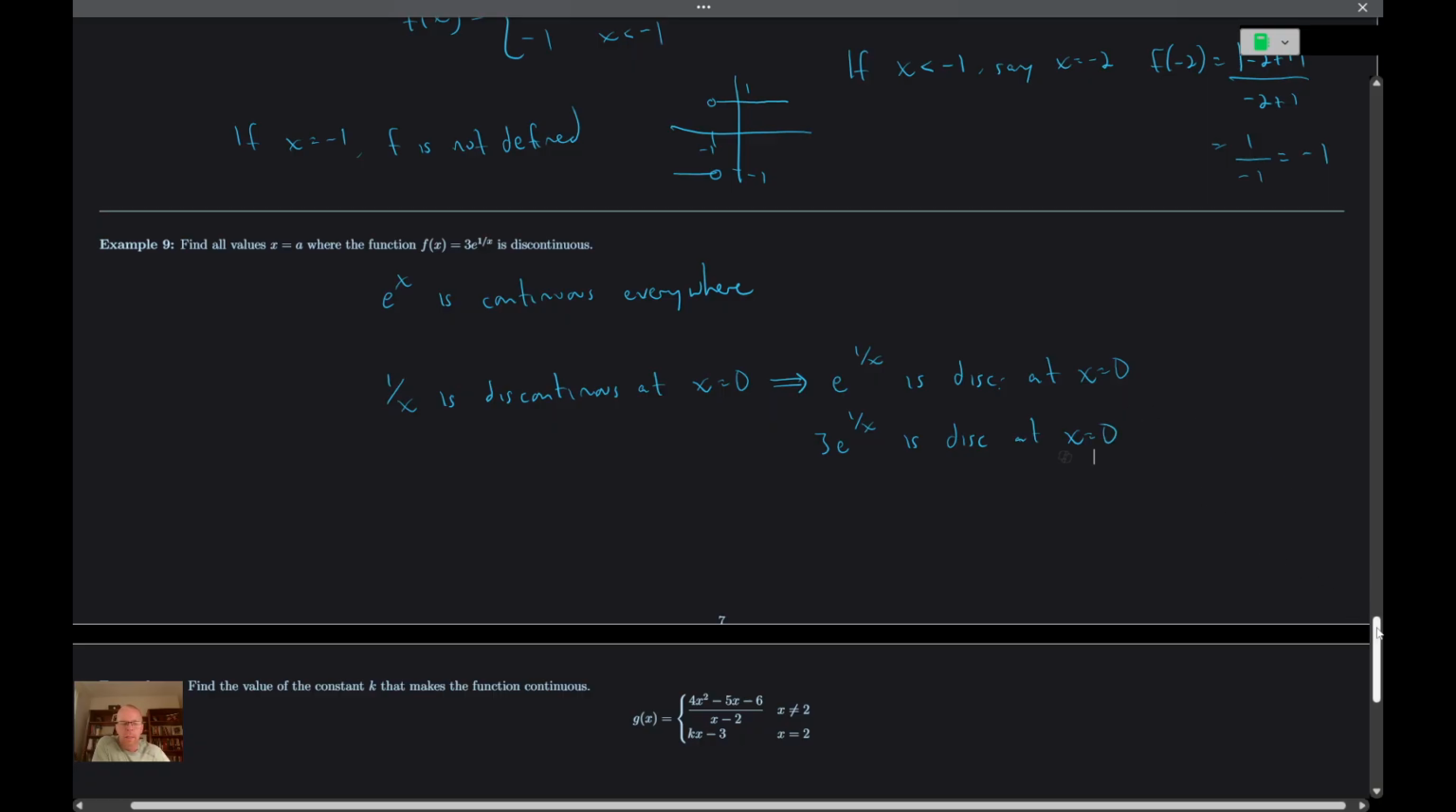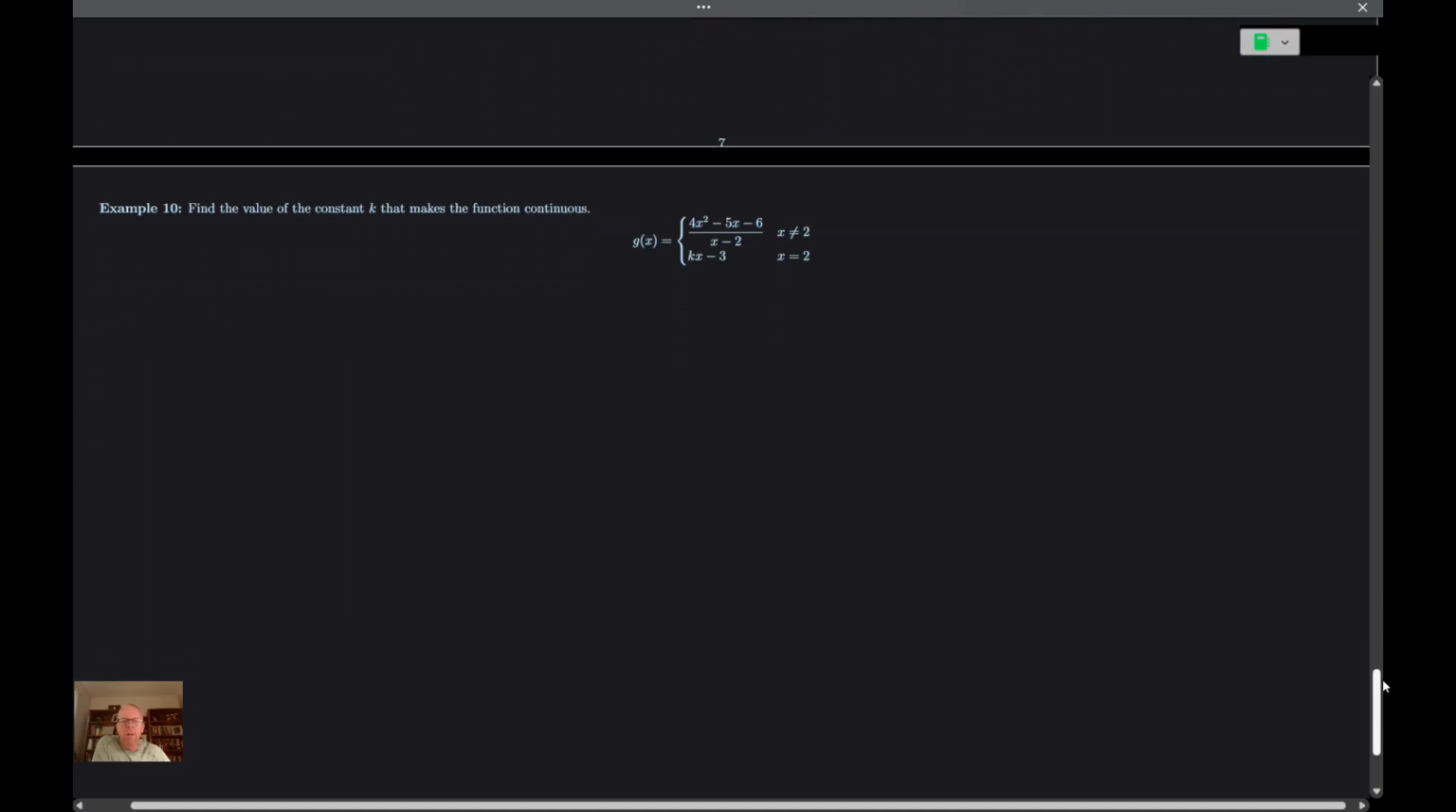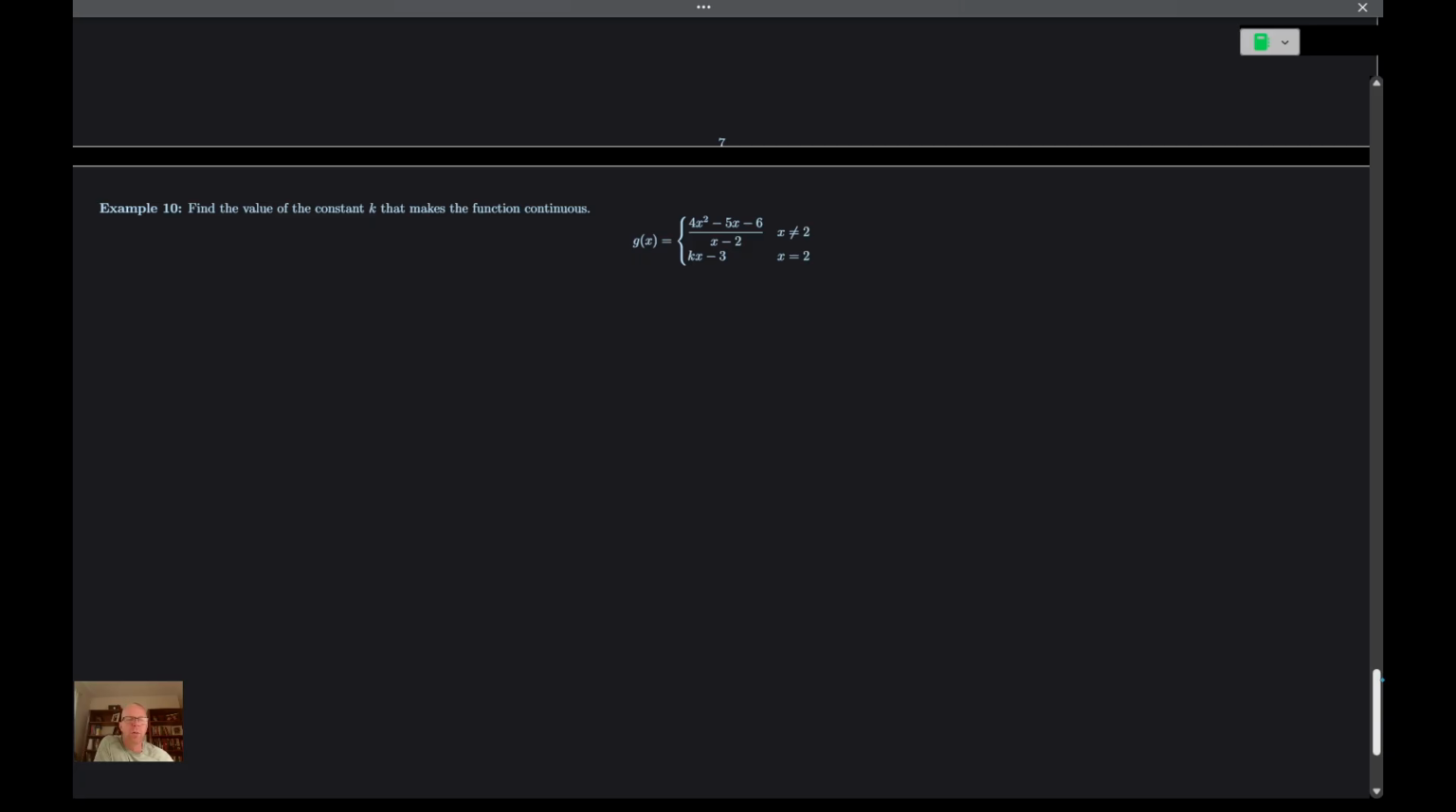All right, and then last one. So we have a piecewise function. We have a rational function up here. Of course, this one's not defined at x minus 2. And it is defined this way when x is not equal to 2. But when x does equal 2, we're going to write it as kx minus 3. Now, we need to find the value of k so that these two are continuous.